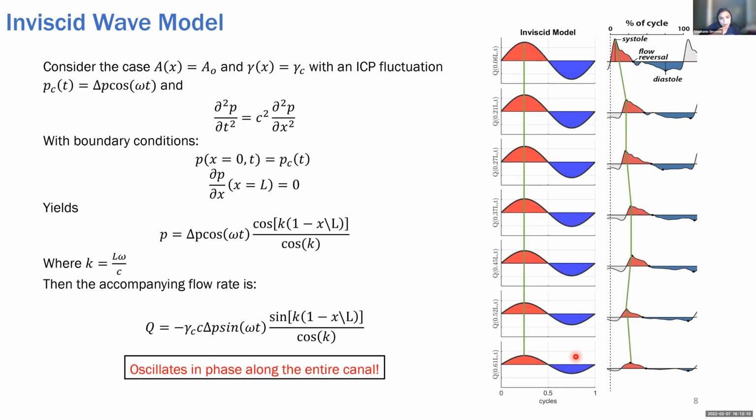So this looks great, right, until we apply a simple case where the ICP is a simple cosine wave. So when we follow through with the math, we obtain our expression for the pressure along the canal, which is dictated by this K value, which is just a dimensionless parameter that has the length and the wavelength. And then you have our flow rate. And when you substitute this in, of course, you find quickly that there is no phase lag in this case, right? So it actually oscillates in phase throughout the entirety of the canal.